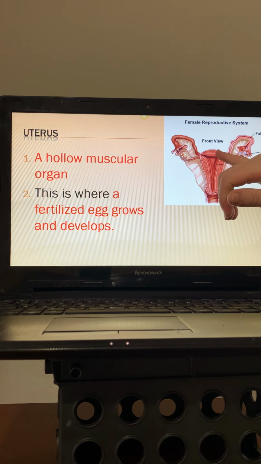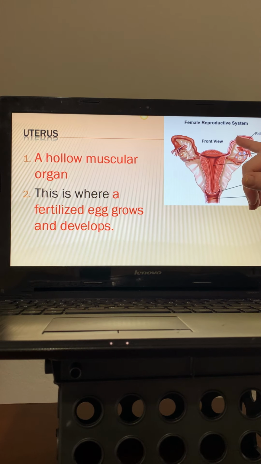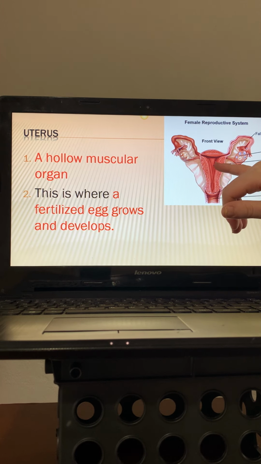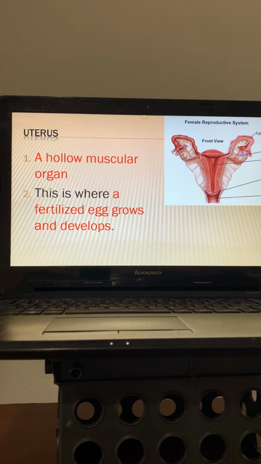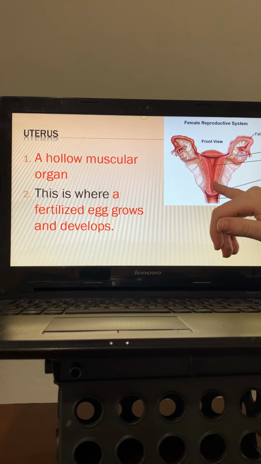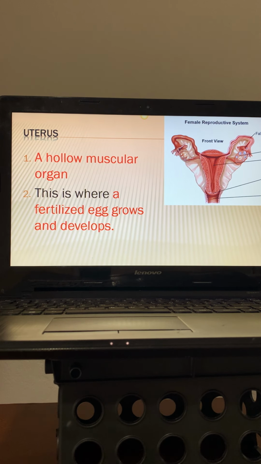The uterus is also where, let's say that a female is not pregnant, so the egg did not get fertilized. That egg still traveled down the fallopian tube into the uterus, and that is where it's going to shed its lining off. So the inside of the uterus will shed its lining off, and she'll have something called her menstrual cycle or her period once a month, or about once a month.